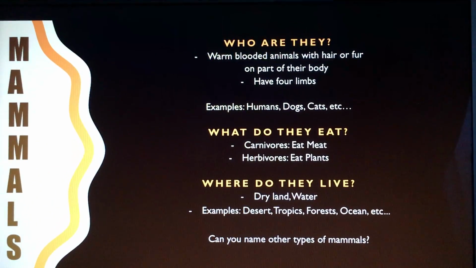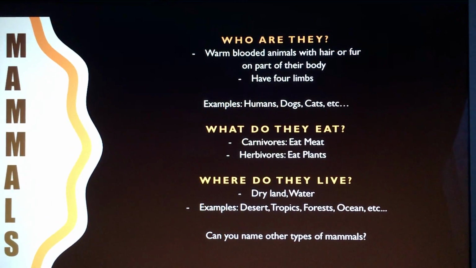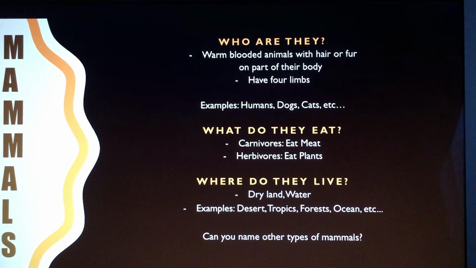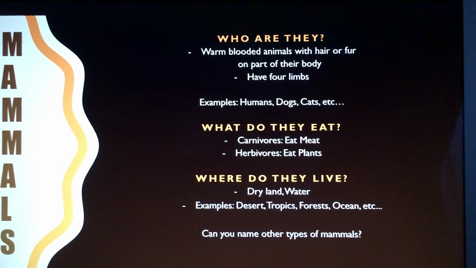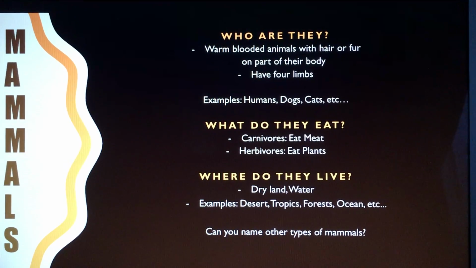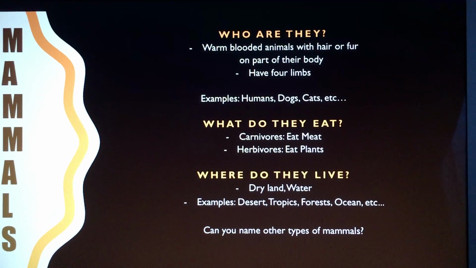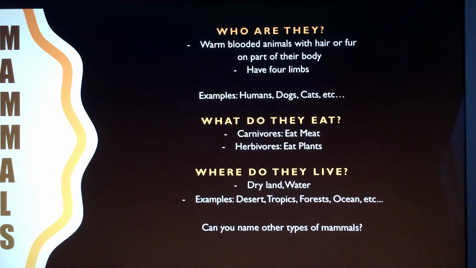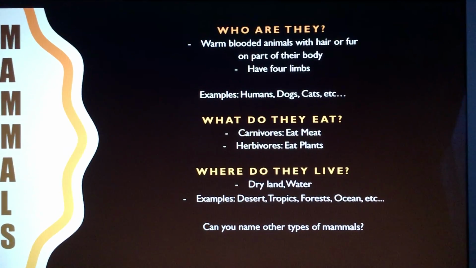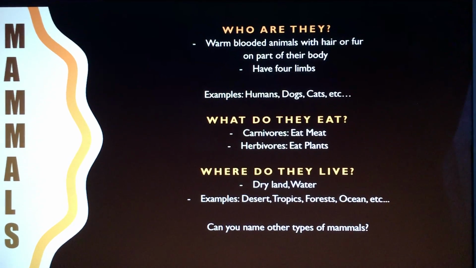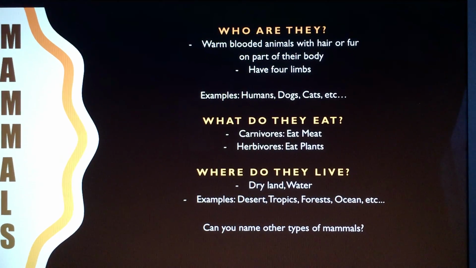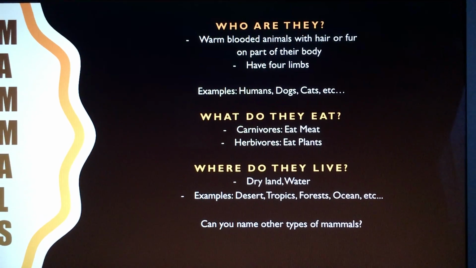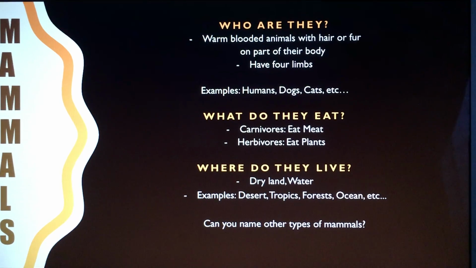The first group that we want to touch on is the largest classification group called mammals. I will touch on who mammals are. They are warm-blooded animals with fur or hair on parts of their body. They have 4 limbs, and I've provided some examples on what types of mammals there are. We also are going to learn what mammals eat. There are 2 types of mammals: carnivores, which eat meat, and herbivores, which eat plants.